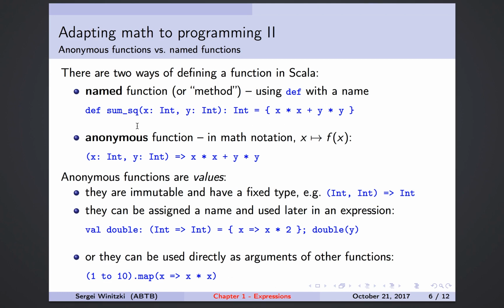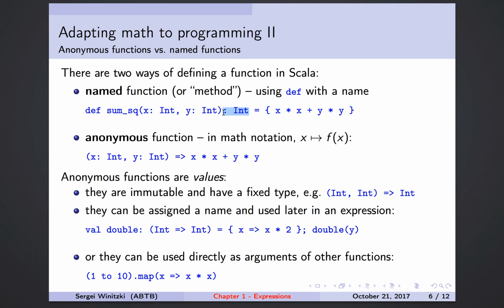Now, there are two ways of defining a function, actually, which we have already seen in the test code. But let me go more systematically about it. The first way is the named function. It's also called a method. This is terminology used in object-oriented programming, but it's just the same in Scala as a function with a name. So you need to say def, and then you say the name, and then you have your arguments, one or more, or maybe no arguments. You can have functions with no arguments as well.